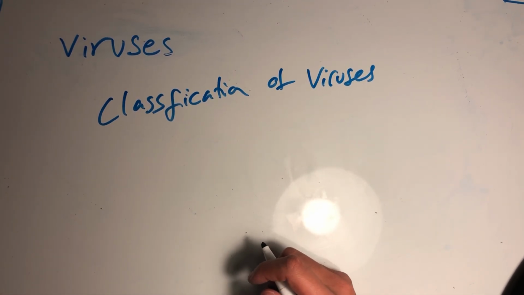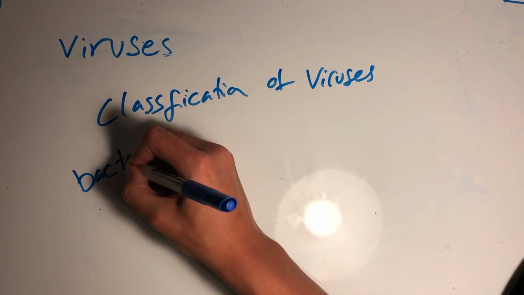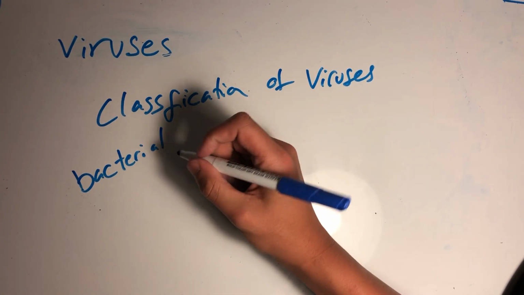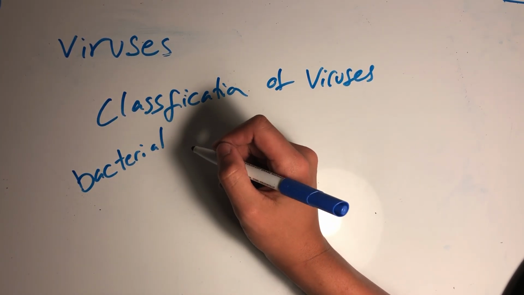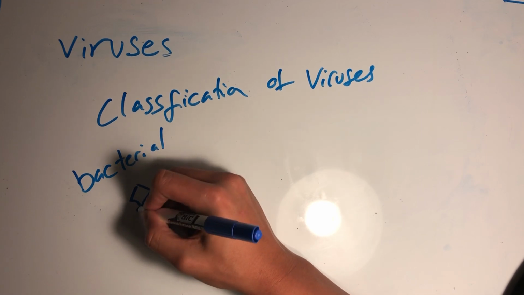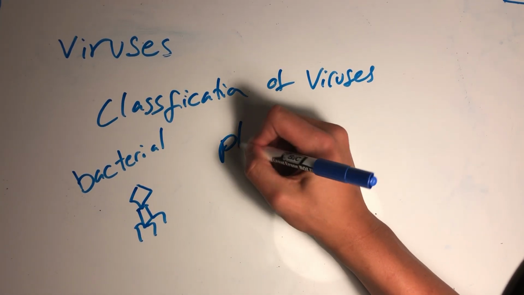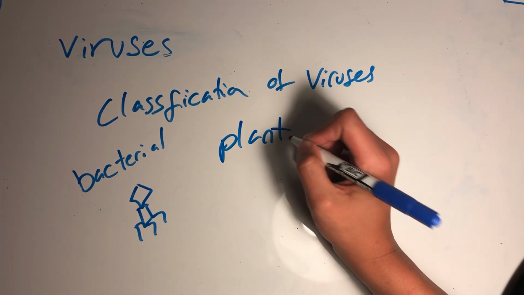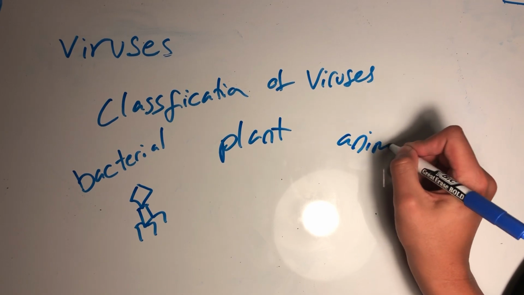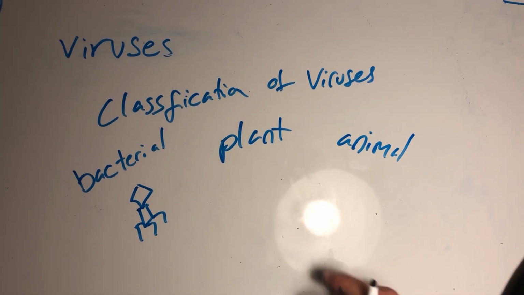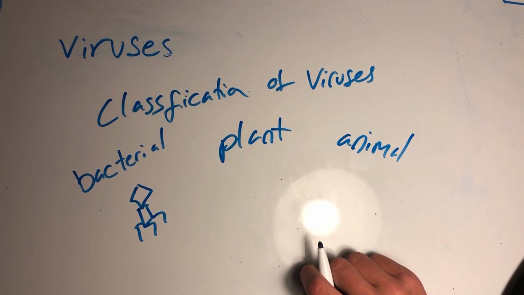So viruses are classified as bacterial viruses, also called bacteriophages, like I said before, the little guys that kind of look like that. Plant viruses, which attack plants, or animal viruses, which attack animals. So basically these three categories.